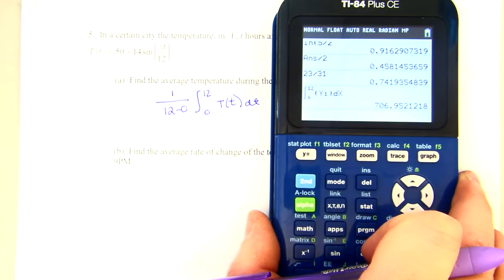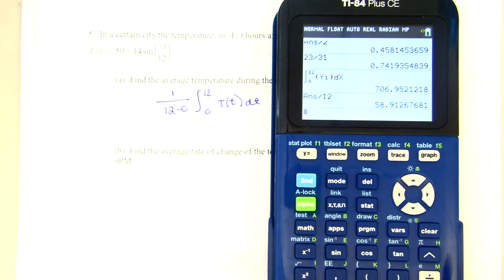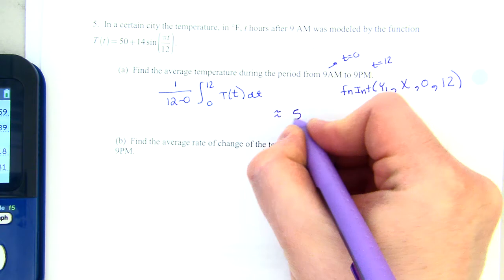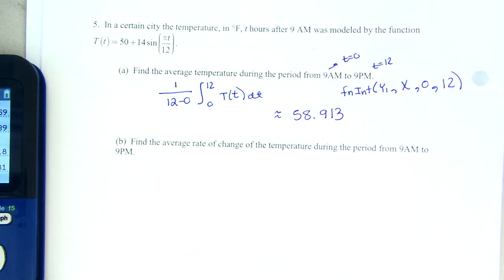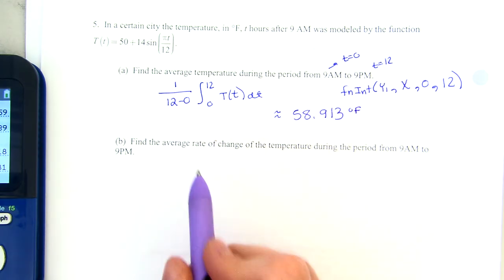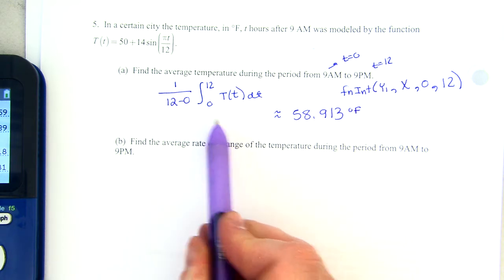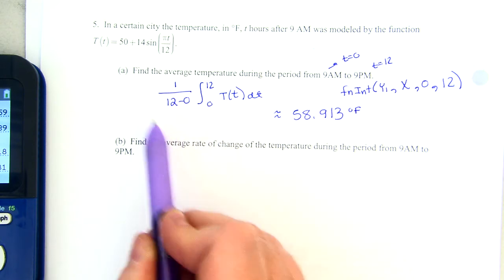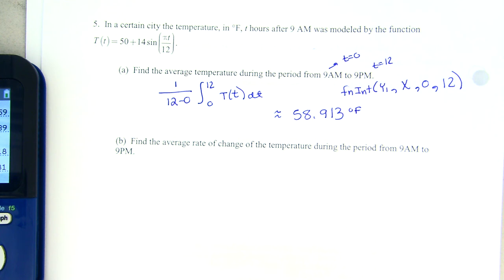Are you getting that 706 and all that? That's not the answer. What do I have to do? Divide by 12. The average temperature should be about 58.913 degrees Fahrenheit. If you integrate, it actually gives you something that doesn't really mean much at all. Degrees Fahrenheit times hours or something like that. But because of the 1 over 12 minus 0, you're dividing by the hours. It canceled that out, just giving you degrees Fahrenheit over there.